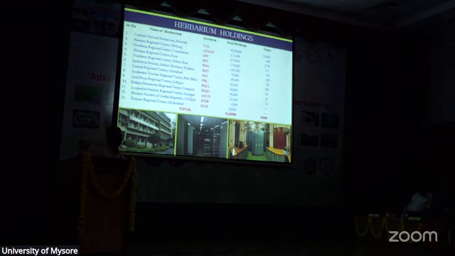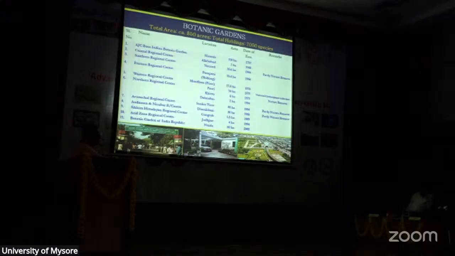a network of herbaria. Here we have shown the herbarium and their holdings in the herbarium. This is the Central National Herbarium Building, which is situated in AJC Bose Indian Botanic Garden, founded by William Roxburgh. And these are some of the interior views of this herbarium.